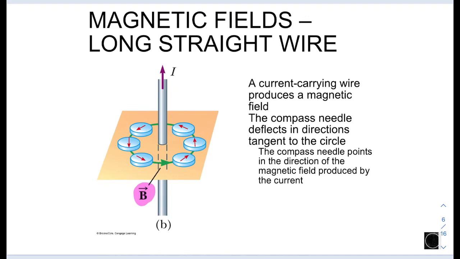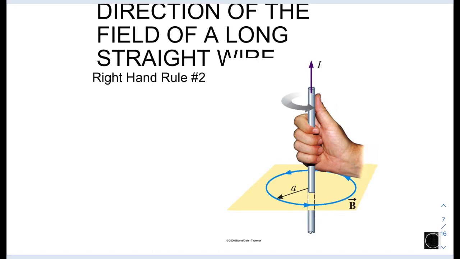So how to determine the direction of the needle compass? By using right hand rule number 2. How to do it? Place your thumb along the direction of the I. Grab the conductor, imagine you can grab the conductor. The direction of your fingers grabbing the conductor will be the direction of your B. So in this case, the direction of your B will be in this direction, according to your fingers' direction when you grab the conductor. This is right hand rule number 2, also known as grab rule.